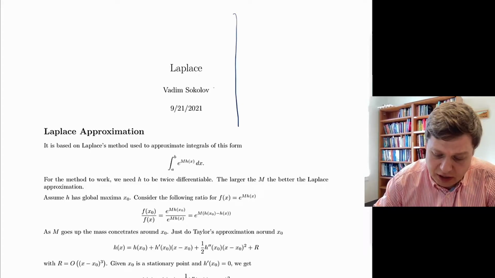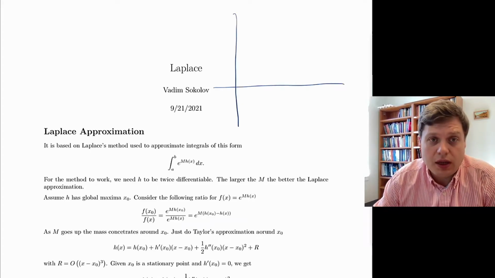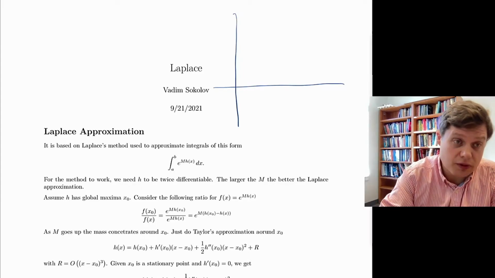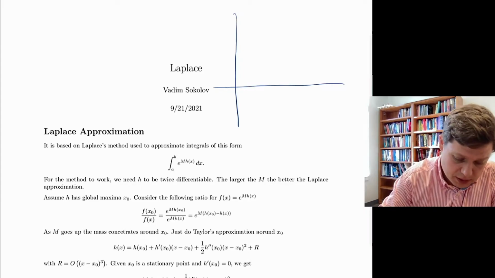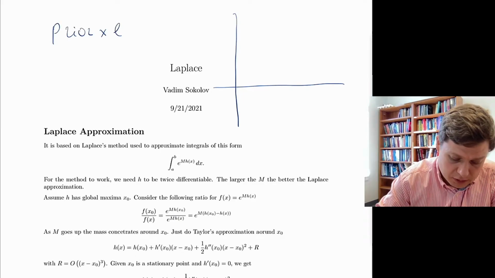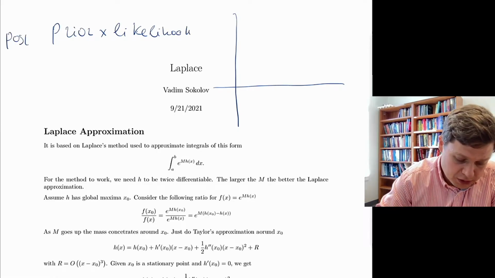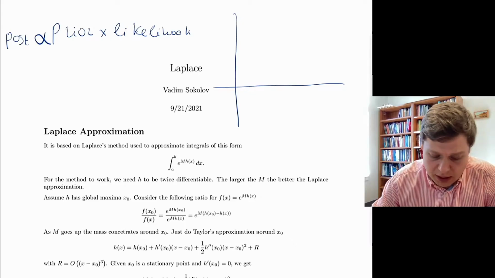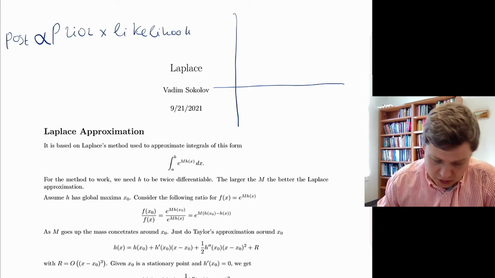So let's say you have a posterior distribution, and you don't really know the posterior distribution, but you know the product of prior and likelihood. And you know that your posterior is proportional to that. And you don't really know the normalizing constant.